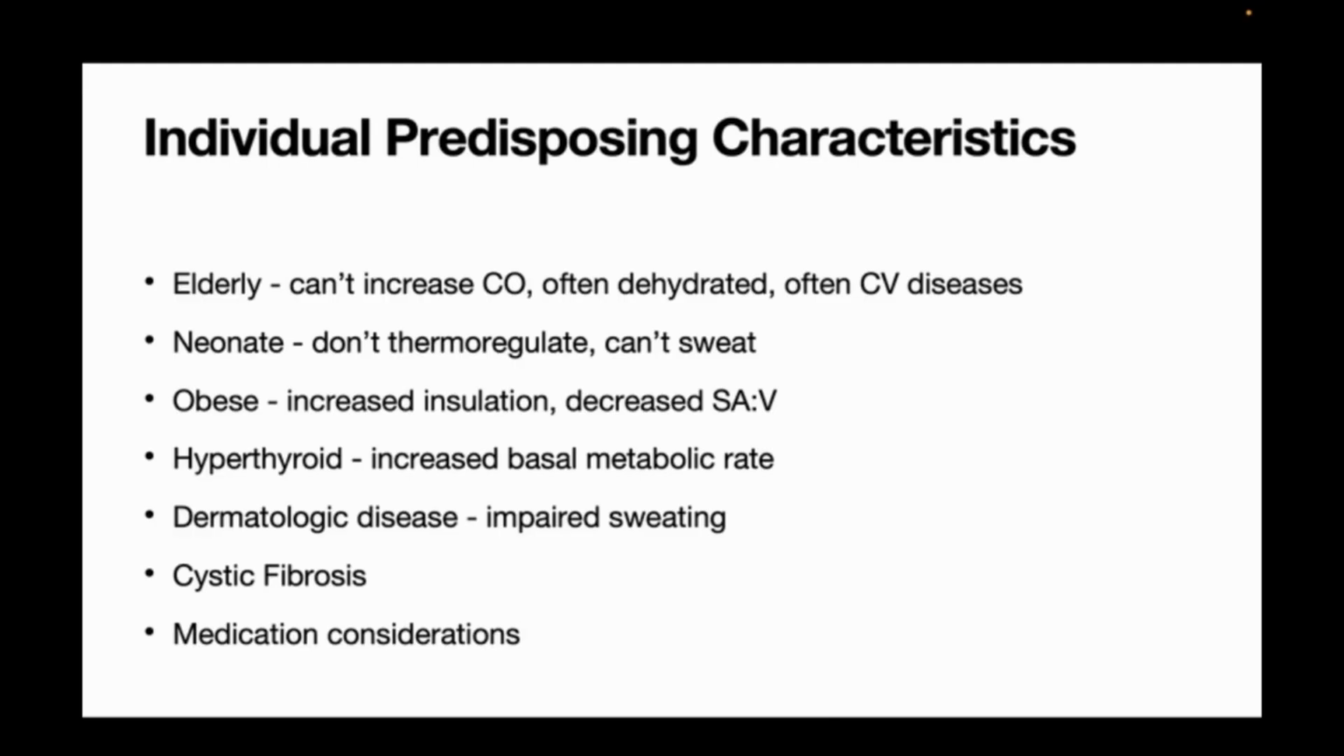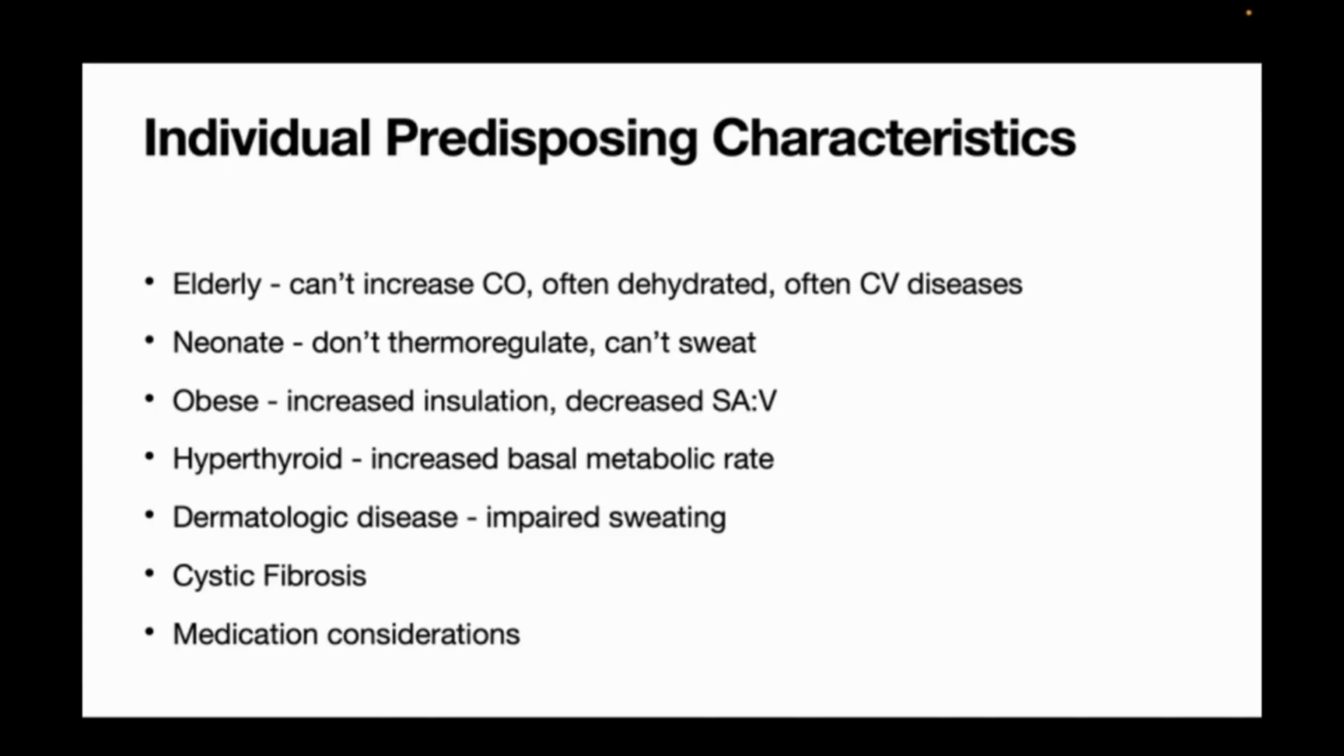So what's going to set you up for trouble is going to be the types of people who struggle at doing these things to acclimate, and also to just deal with excessive heat. So the elderly often can't increase their cardiac output. They often are dehydrated, and they may even have cardiovascular diseases that impair their heart from functioning the way you'd want it to in terms of improving their cardiac output. Neonates just don't really thermoregulate very well at all. They can't sweat, and a lot of kids, their cardiac output is more dependent, particularly the younger ones, on pulse rate as opposed to stroke volume.